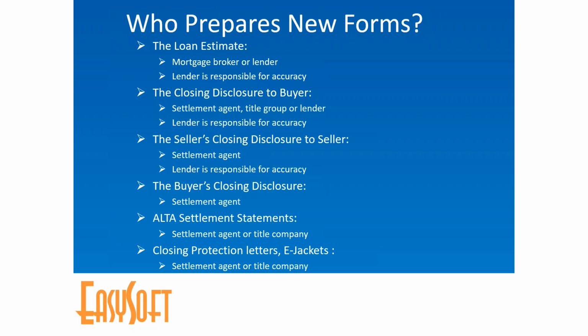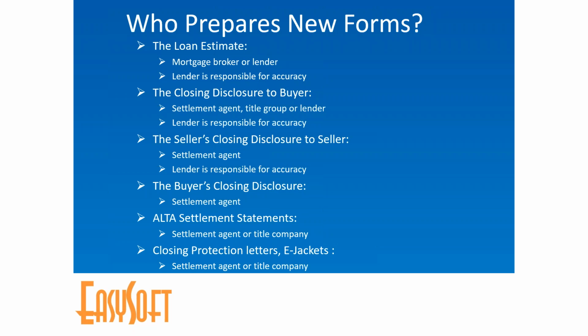The seller disclosure will be the settlement agent's job to produce. Once again, responsibility falls to the lender to ensure there are no discrepancies. In some cases, you may also want to produce a custom buyer's disclosure that works from the borrower's side of the closing in much the same way as the seller's disclosure did.